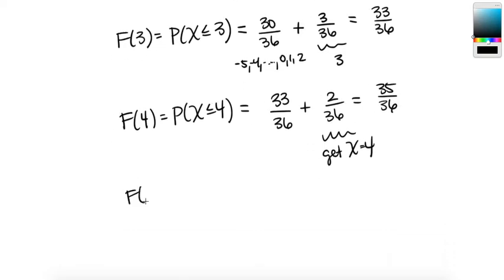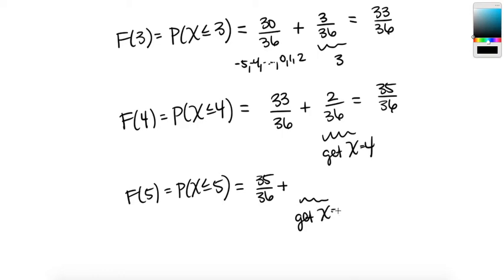And then f of 5, the probability that x is less than or equal to 5. Well, we can just remember here, x is always 5 or less. So we should get 1, but we can see that that happens. It's going to be all of the previous probability, and then the probability that x is equal to 5, and that's 1 out of 36 options, for a total of 36 out of 36, which is equal to 1.